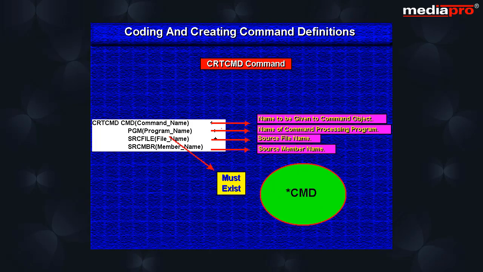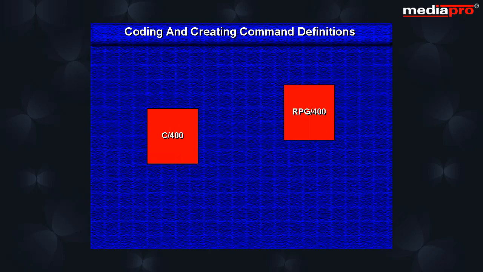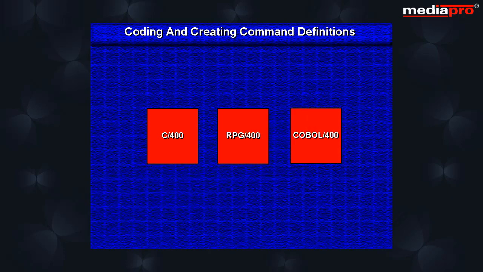The command processing program should exist before the CRTCMD command is used. The program can be written in C, RPG, COBOL, or any other language on the AS400. The program is written to receive the required parameters just like any other program.